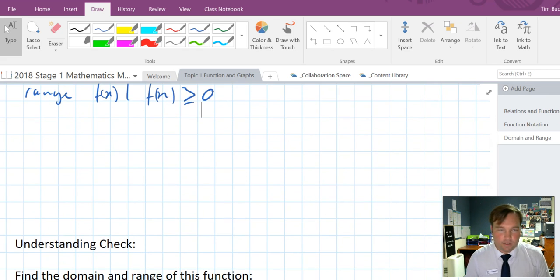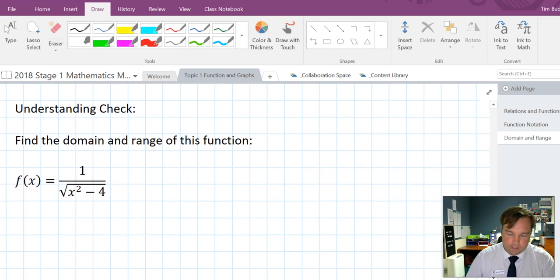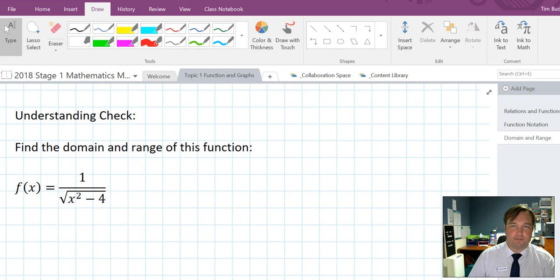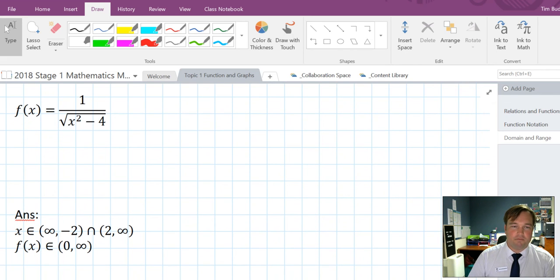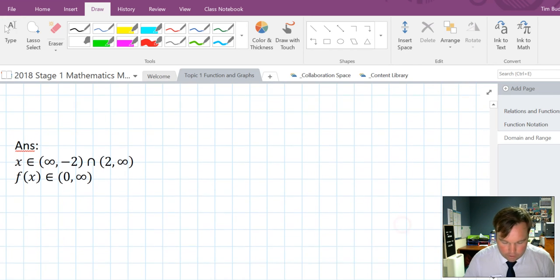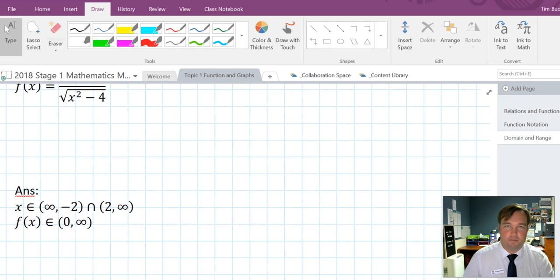Alright, sorry that's a long video. To check your understanding, can you tell me the domain and range of that function? If you got that, fantastic. Note that I've used the other notation there. So there you go.